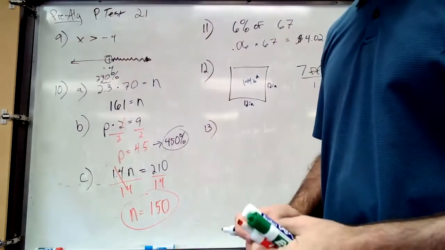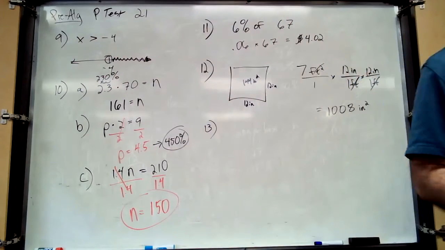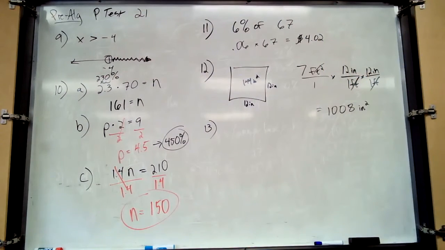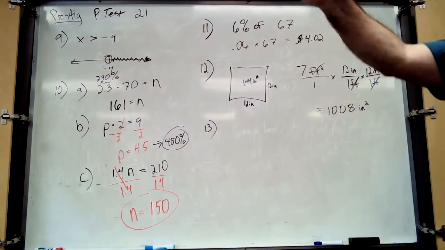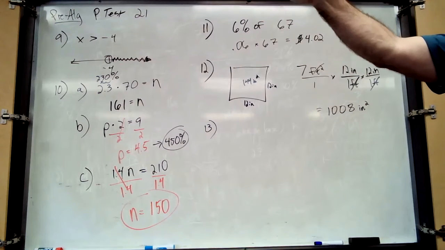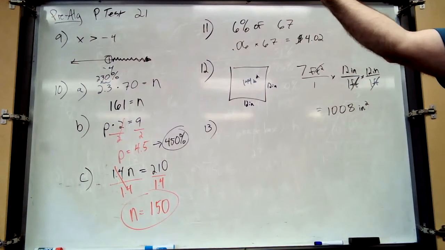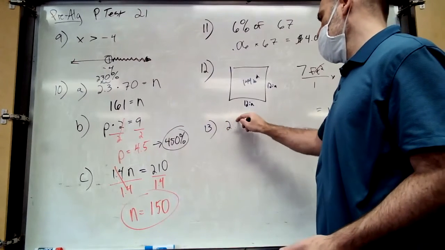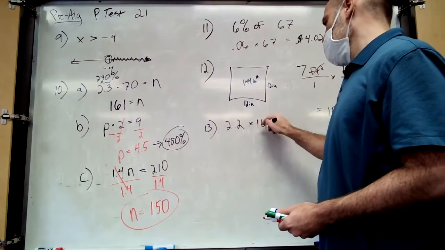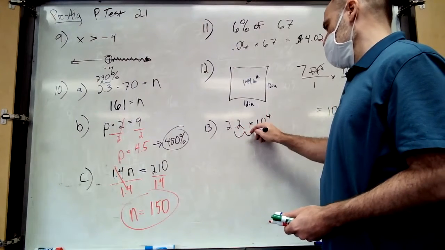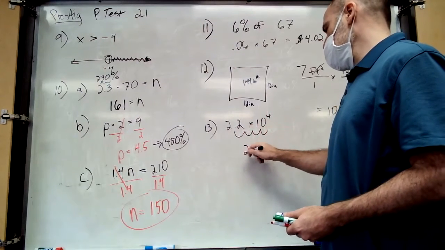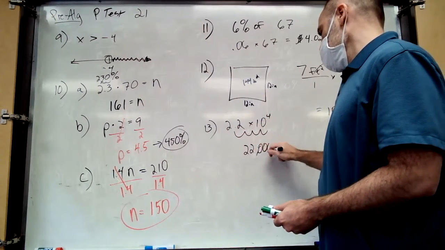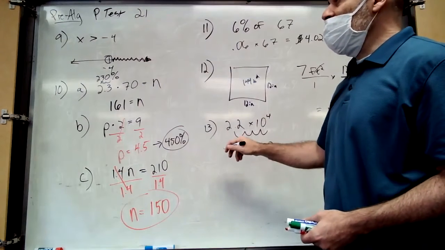Write each number in standard notation. So this is just converting from scientific notation to standard notation. You would move the decimal. You do exactly what it says. 2.2 times 10 to the 4th means move it right 4 places. So 2.2, 2, 0, 0, 0, point. So what is that, 22,000? I think so. So that's 22,000.